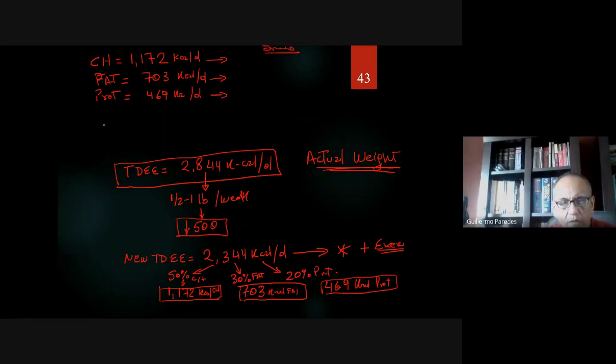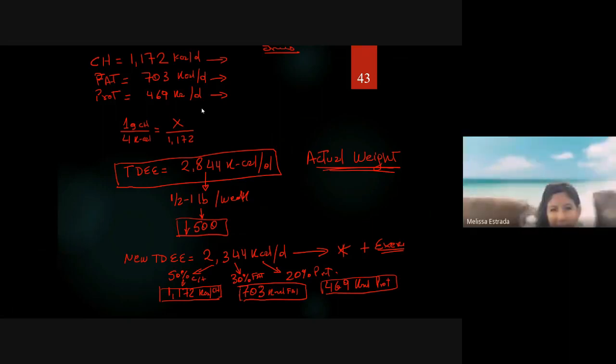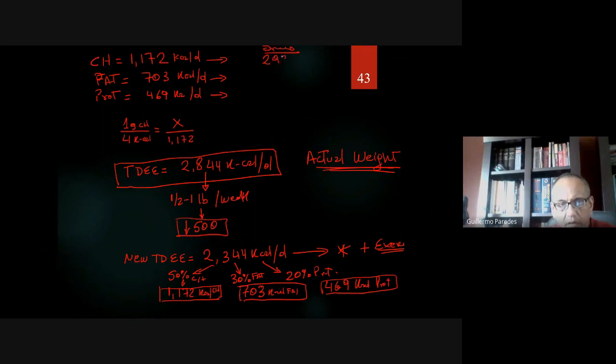All right, I'm going to make the calculation here. If I know that in 1 gram of carbohydrates we have 4 kilocalories, how many grams are going to be in 1,172? If you do the whole calculation, it's 1,172 divided by 4. You follow me? Are you calculating? Yes. So that means 293 grams of carbs.